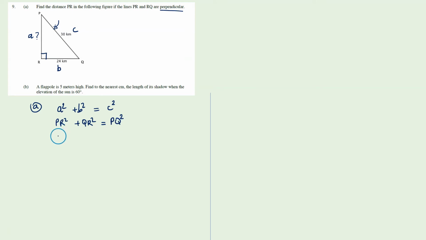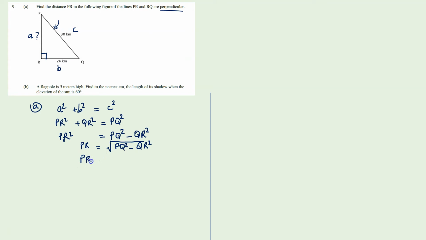PR is what we are looking for, so we're going to make PR the subject. So let's start with just PR squared first. That means we need to subtract QR squared from both sides. So I'll be left with PQ squared minus QR squared. Now I don't want PR squared, I want PR. So what can I do here? I've got a square. The opposite of square is square rooting. If I square root a square, I'll end up with just what's inside. So that will be the PR. So PR then is going to be the square root of PQ squared minus QR squared. You have to square root both sides.